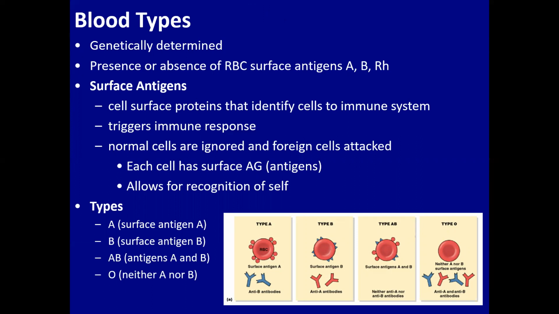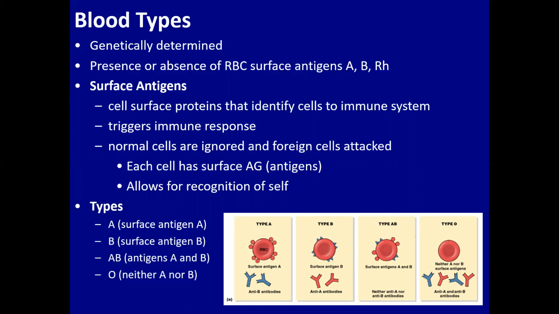Let's look at blood types. You know that your blood type is determined based on your parents' blood type, so it's genetically determined. And a blood type is essentially nothing but what's on your red blood cell, what's on the surface. What are the antigens? Do you have A antigens, B antigens, or Rh, which is the same as D antigens?